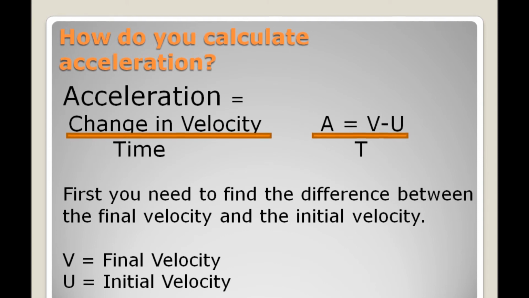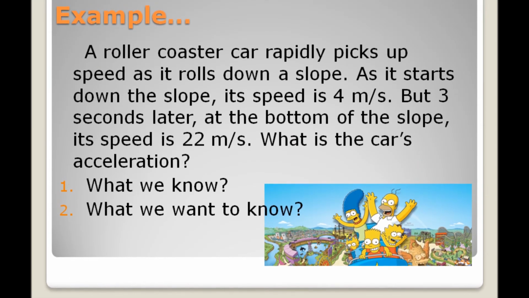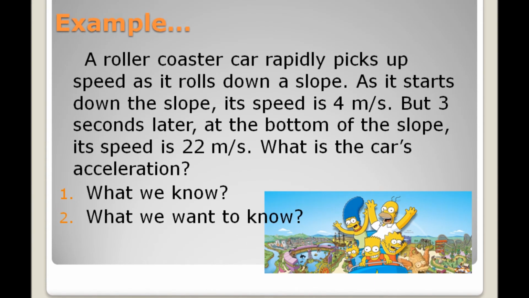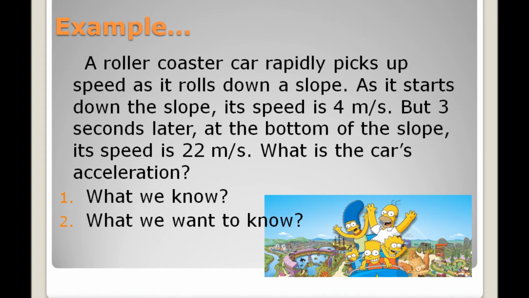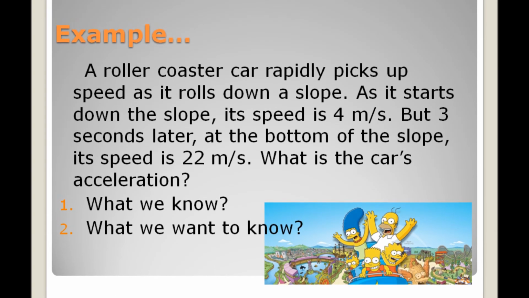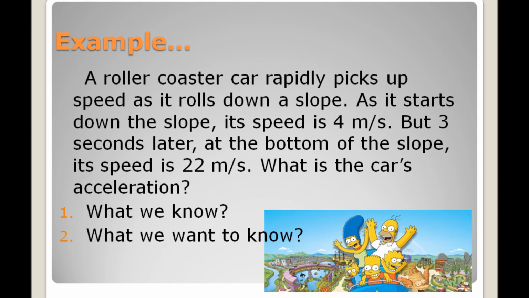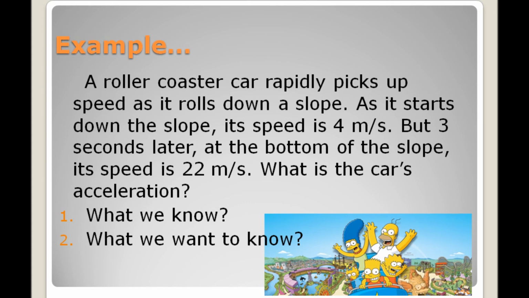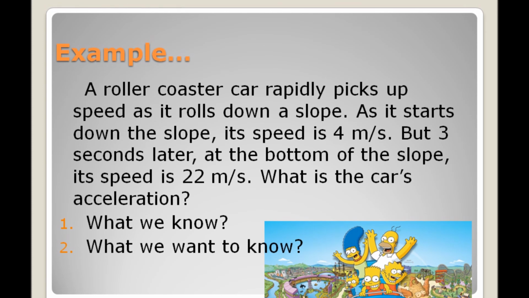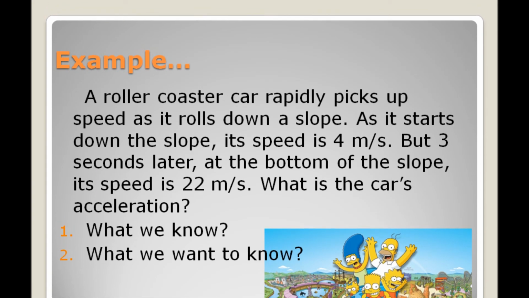An example here will be: a roller coaster car rapidly picks up speed as it rolls down a slope. As it starts down the slope, its speed is 4 miles per second. But 3 seconds later, at the bottom of the slope, its speed is 22 miles per second. What is the car's acceleration? What we know is, again, the speed it started with, which is its initial speed, and the final speed, and the time. So let's find out the acceleration.